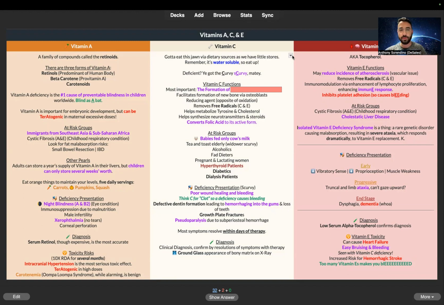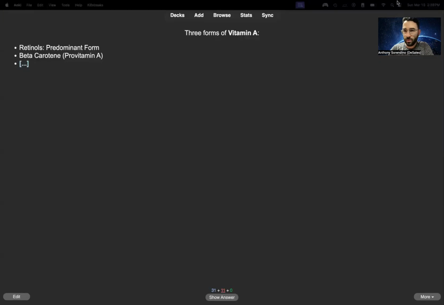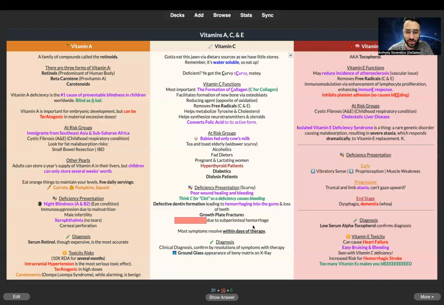All right, we're back to vitamin C, and most important, the formation of, we had said, collagen. Three forms of vitamin A, beta carotene. The third one starts with a C. It's like carotenoids or something. Vitamin C due to subperiosteal hemorrhage. Periosteum, the bone hemorrhage, pseudoparalysis. It's such a weird term.